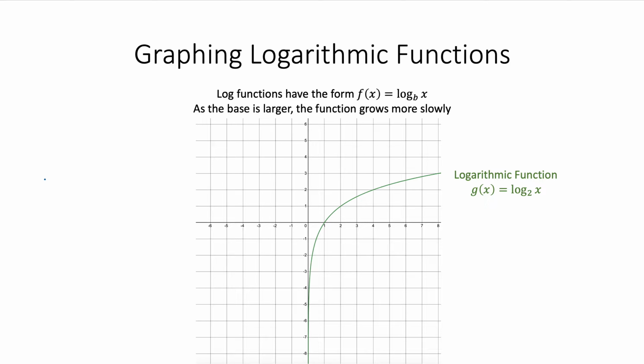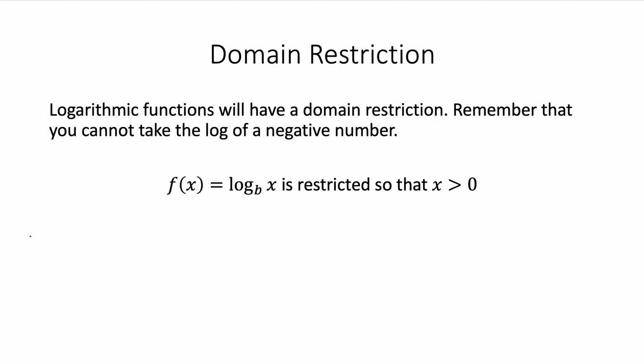When we graph log functions, remember that they have the form f of x equals a log base b of x. As we change the value of b, if it's larger, the function is going to grow more slowly. We also have a domain restriction for log functions. Remember that you cannot take the log of a negative number. So if we're graphing f of x equals a log base b of x, the domain will be restricted so that x is greater than 0.